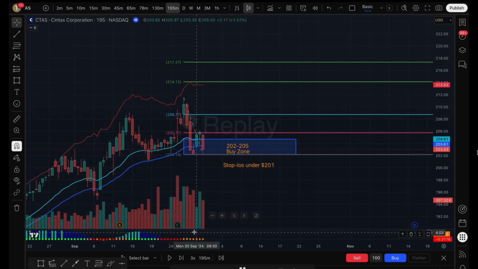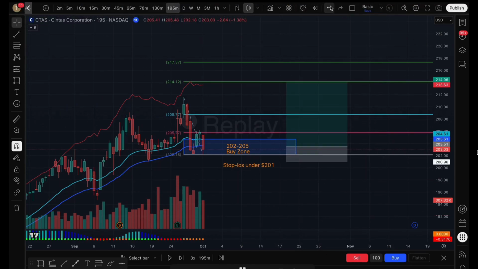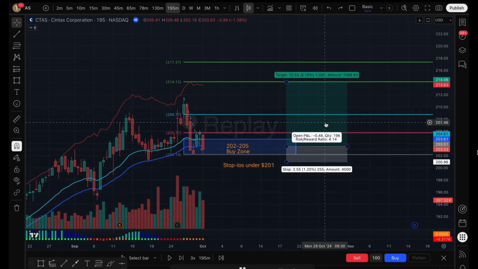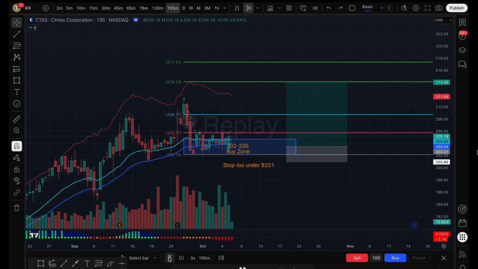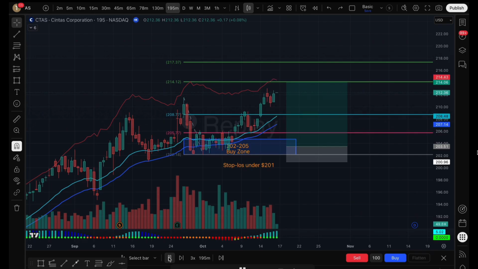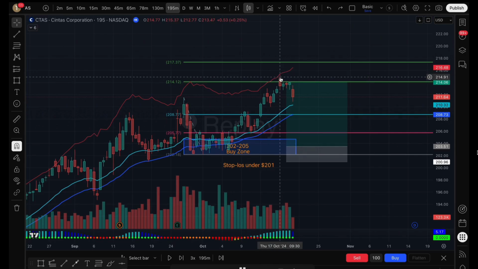Price in my buy zone, red dots, orange dots. That's all I need to take a trade. I define my risk. Stop loss under 201. Let me bring this thing back up for you guys. And take profit 214. So let's see how this would have played out. Spoiler alert, I already know how it played out. Awesome. All right, so we got a hit.